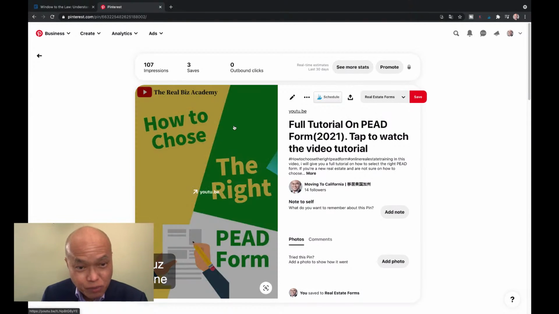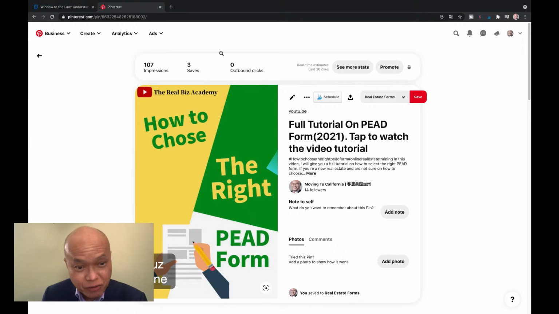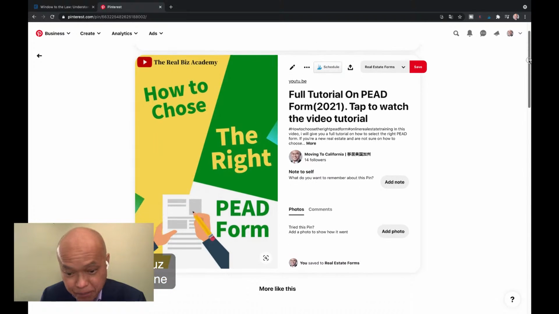I like the fact that this particular pin received 3 saves already. A save is actually considered to be a repin. The more repins you have, the higher your Pinterest pin is going to rank. So it's important to get as many repins as you can. All right. And we'll talk about how to improve on your repins later on.